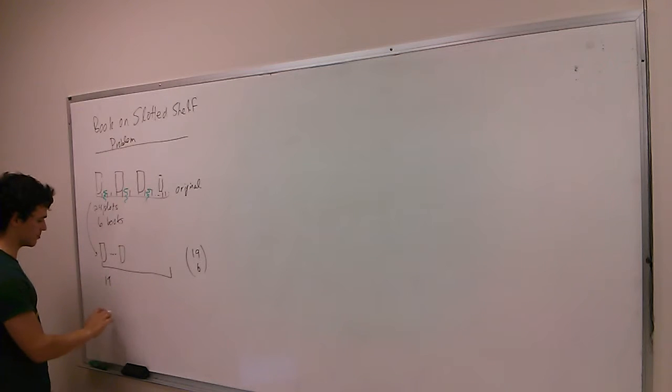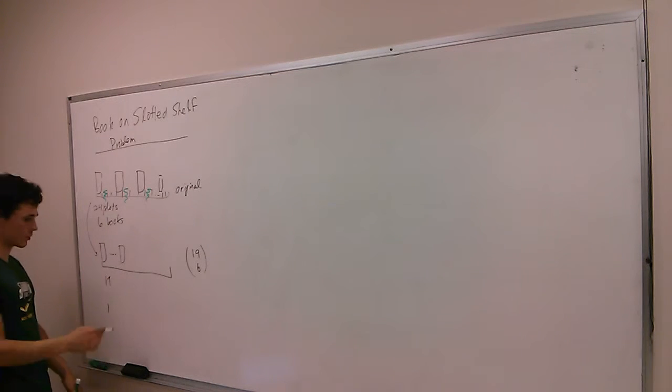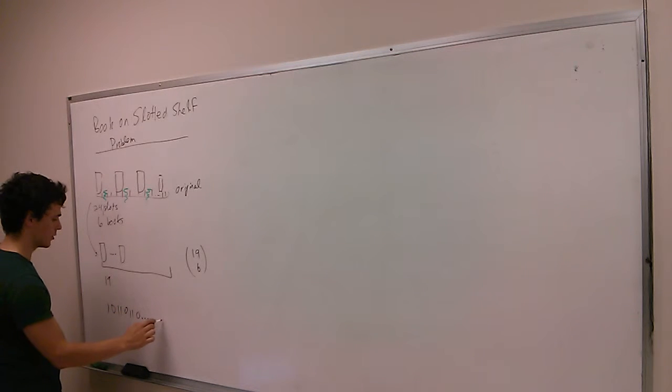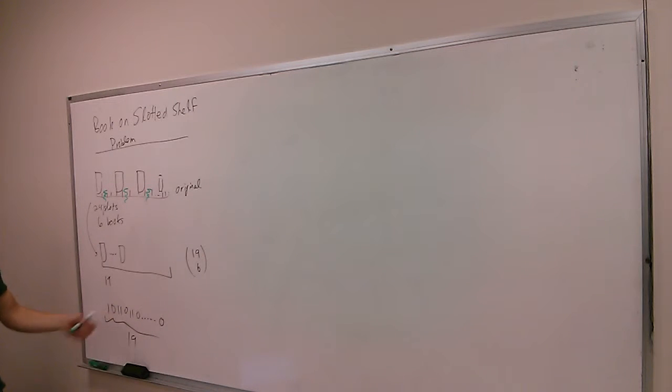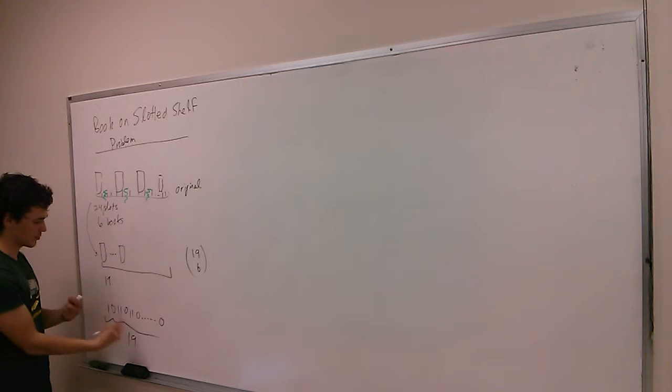So you can think of these as bits. If the slot is filled with a book, then that's a 1. And if the slot is not filled with a book, that's a 0. So we can think of this as 0, 1, 1, 1, 0, all the way up to length 19. And 6 of these are filled because there are 6 books in these slots. And so 19 choose 6 is the number of ways of computing this bit vector.